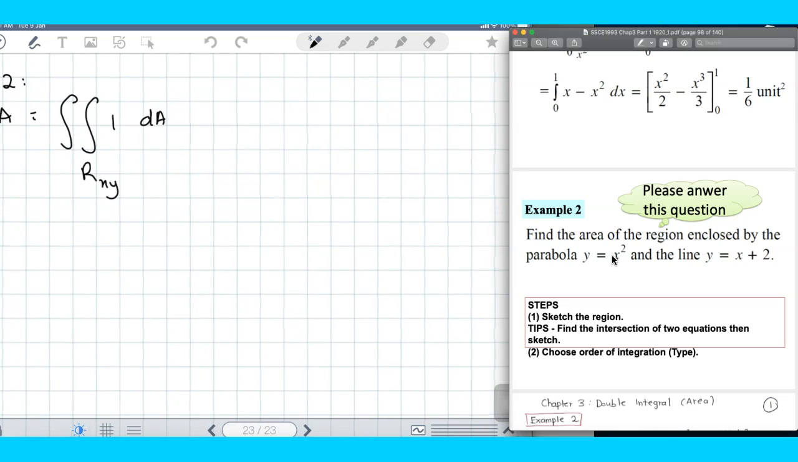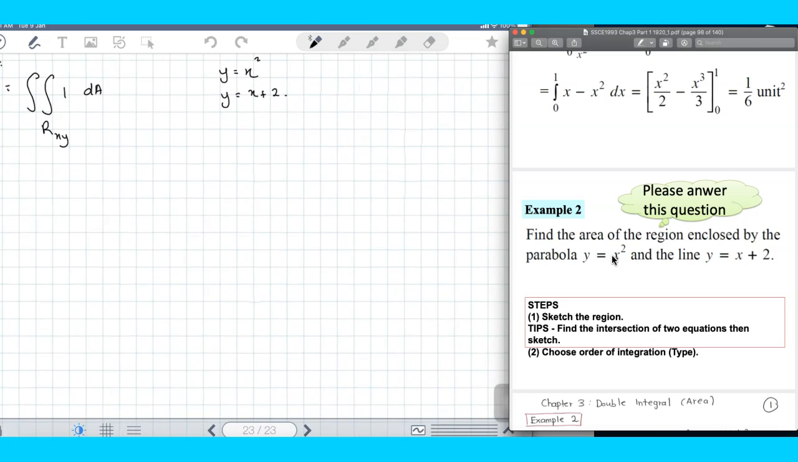So your region is based on the equation y equal to x squared, and then the line, just like the previous example. But now your line is shifted somewhere else, enclosed by, and they don't mention that it should be in the first quadrant. So it looks like what we have then is, again, another quadratic.